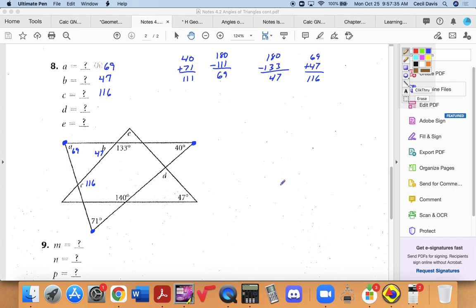Likewise, in the reverse order, I can find angle D in a single step. I could find this angle first and then do the angles of the triangle, which is fine. There's nothing wrong with that, but there's a faster way. Does anyone see how I could find D more quickly? Yes? 140 minus 47. Yes. So in this triangle, the 140 is an exterior angle. So the exterior angle is equal to the sum of the two remote interiors. That means to find D, I just need to take 140 minus 47. That leaves 93 for D.